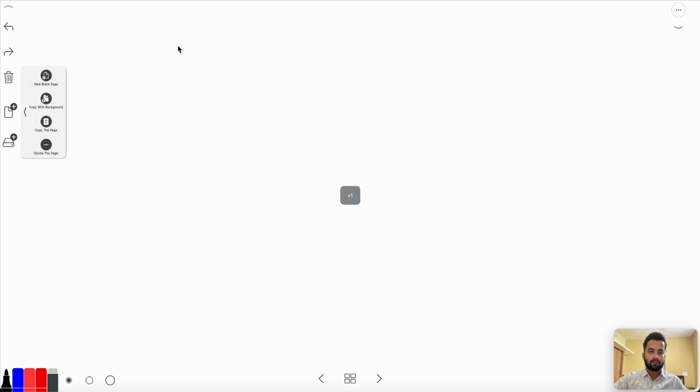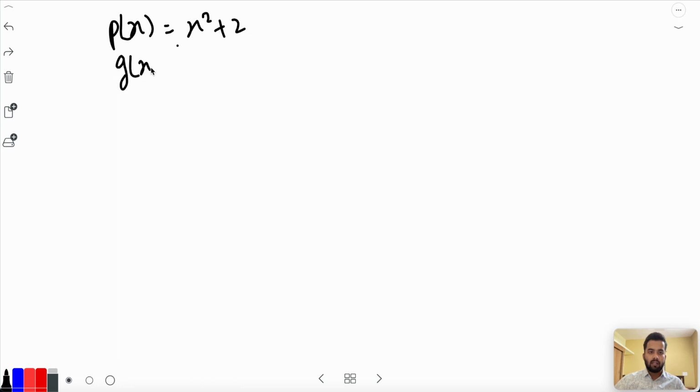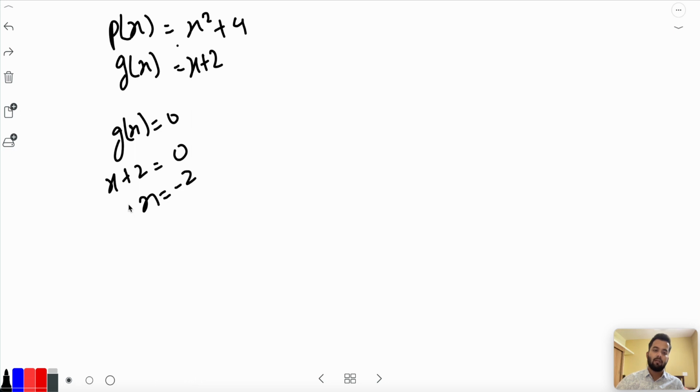Okay, assume we have a p(x) value as x square plus 2, okay, and g(x) value is, wait, just 2 minutes, I have to rub. Yeah, so x plus 4, and we will take a g(x) value as x plus 2. Okay, what to do now? First take g(x) equal to 0. So g(x) value is what? x plus 2 equal to 0. x value is what? Minus 2, right?